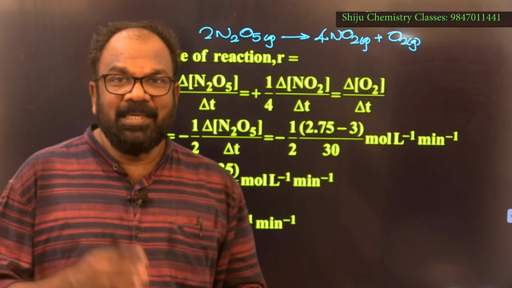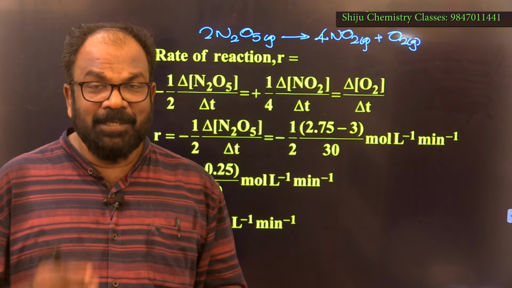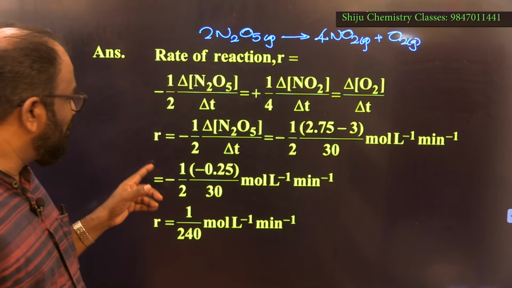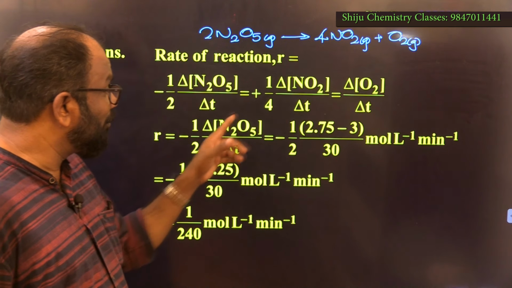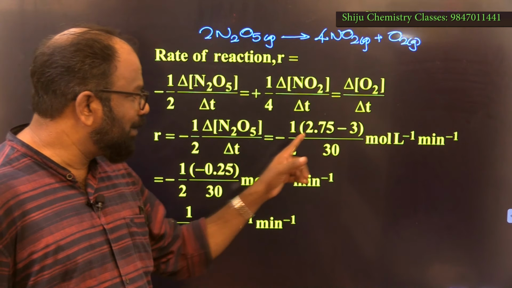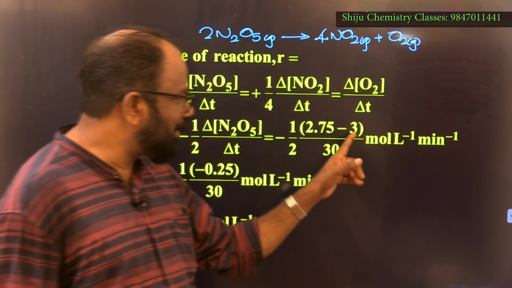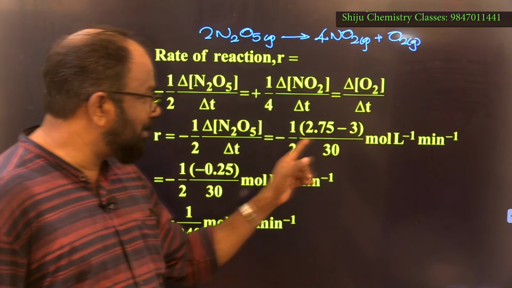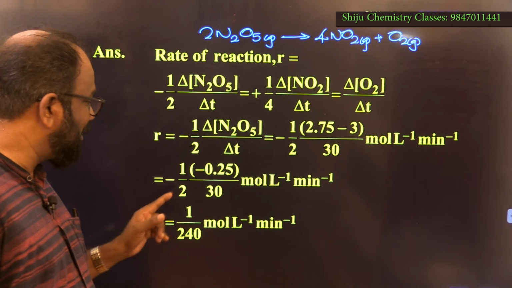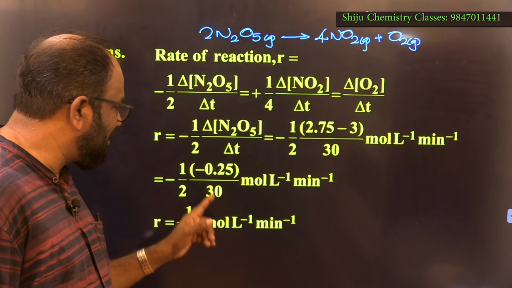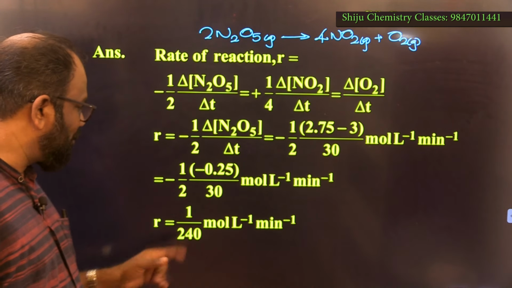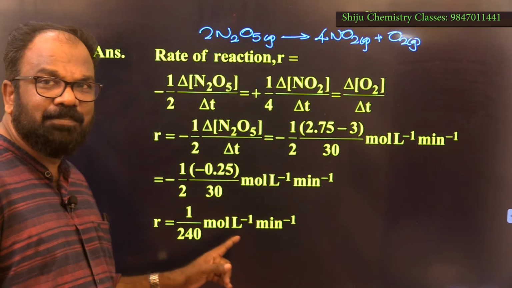Now we can write the rate of reaction in terms of the concentration of N2O5 because its initial and final concentrations are given. So R is equal to minus 1 by 2 into delta of N2O5 divided by delta T. Here the final concentration of N2O5 is 2.75 and the initial concentration is 3, and the time taken for this change is 30 minutes. Therefore, rate of reaction R is equal to minus 1 by 2 into minus 0.25 divided by 30 moles per liter per minute. So the rate of reaction R is equal to 1 by 240 moles per liter per minute.